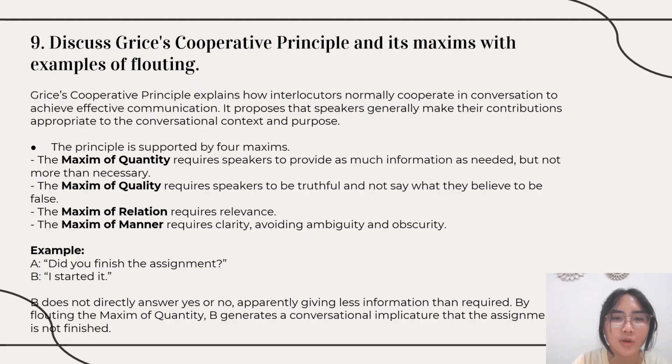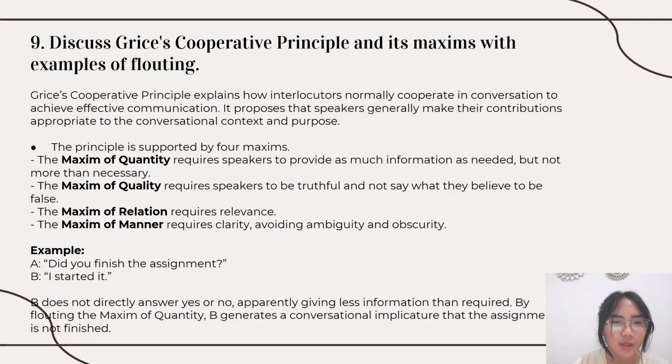The principle is supported by four maxims. The first is the maxim of quantity. It requires speakers to provide as much information as needed, but not more than necessary. And the next is the maxim of quality. Requires speakers to be truthful and not say what they believe to be false. And the next is the maxim of relation, requires relevance. The next is the maxim of manner, requires clarity, avoiding ambiguity and obscurity.